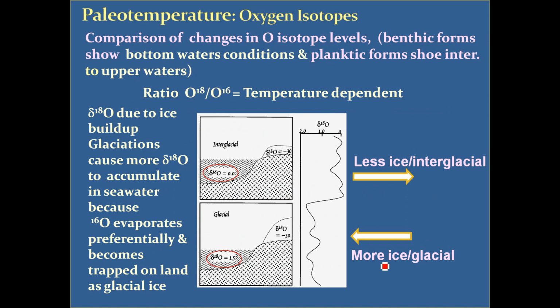Another important aspect is determination of paleotemperature of water on the basis of oxygen isotopes. We know that there are two isotopes of oxygen. There are other isotopes also, but the lightest is O16 and the heaviest is O18. So the ratio between 18 and 16 is a temperature dependent ratio. The calcareous planktic foraminifera as well as benthic foraminifera secrete calcium carbonate and they take oxygen from the water.